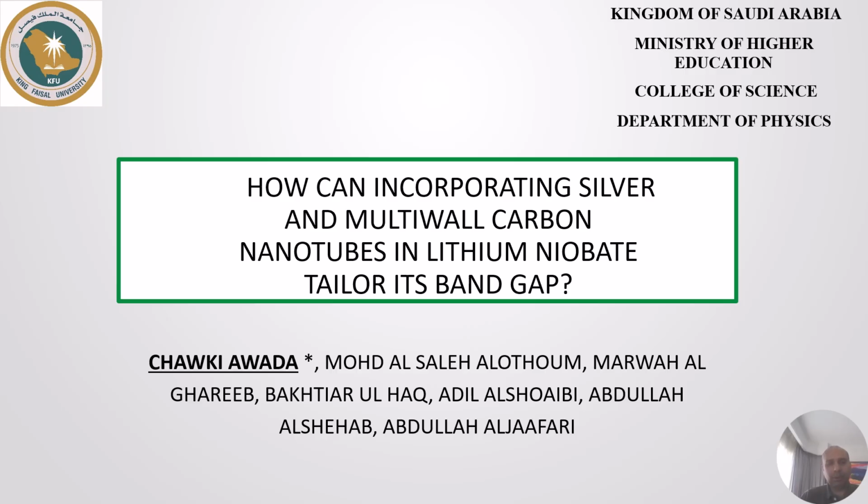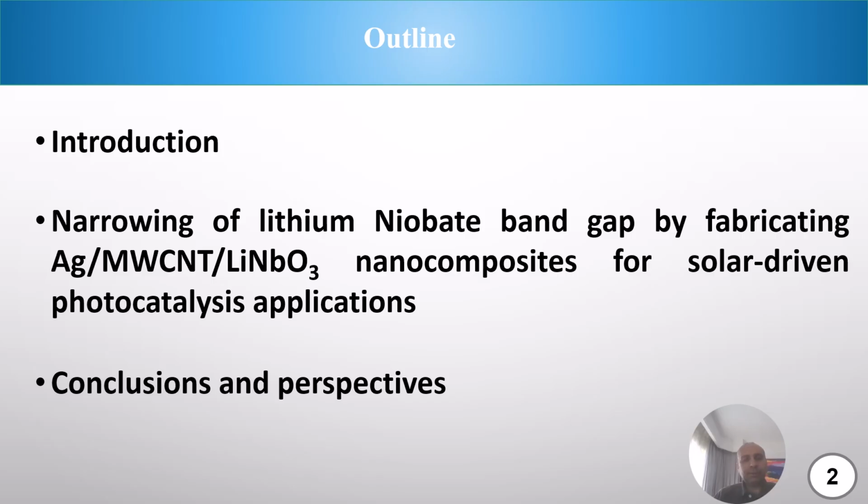Today we will talk about how incorporating silver and multi-wall carbon nanotubes in lithium niobate can tailor its band gap. We present here the outline. We will start with an overview of the introduction, presenting the challenge, motivation, and objective of our work, and how we can narrow the lithium niobate band gap by mixing LN with multi-wall carbon nanotubes (CNT) and silver. This will open the way for solar-driven photocatalysis applications. At the end, we will finish with the conclusions and perspectives.